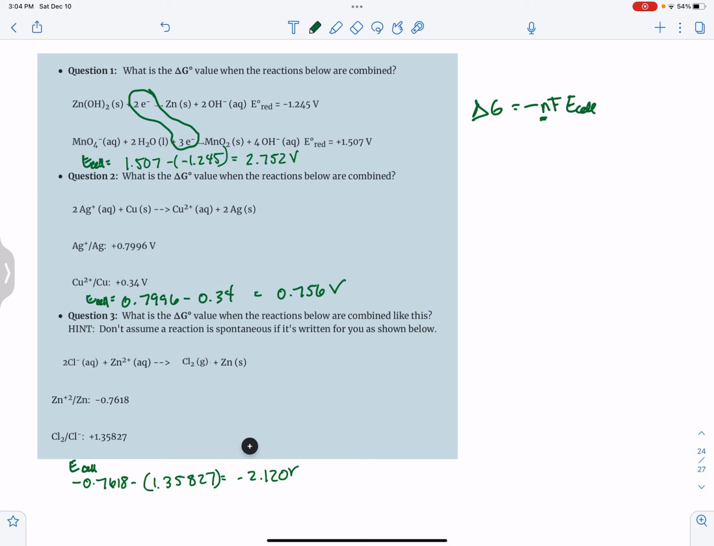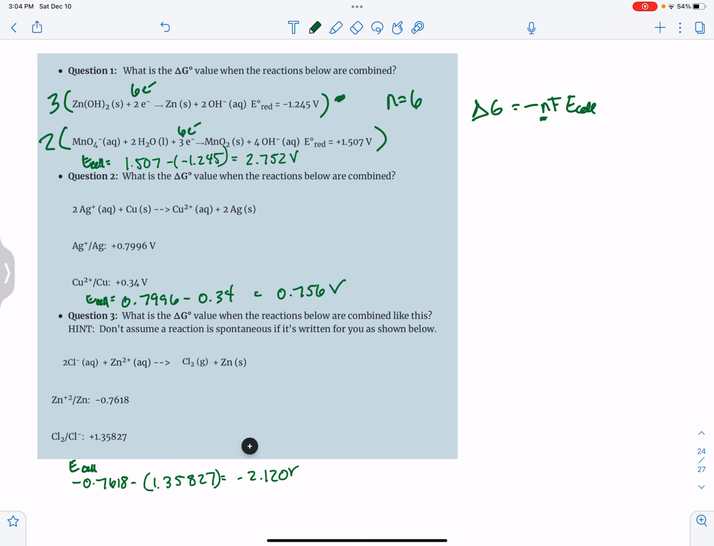Now, of course, one of them is going to be flipped. But what ultimately is going to happen is this one's going to have to be multiplied by 3, and this one's going to have to be multiplied by 2, because whichever one's going to be the flipped one, it's going to be the oxidation one, which is going to be this one. You're going to have to be able to cancel out those electrons. You can't cancel 3 and 2. So our total electrons involved ultimately is 6 electrons. 6 electrons will be leaving this one and be used by this one. So 6 is going to be our N value here.